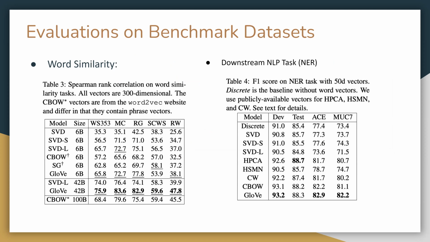Apart from such cool visualizations and word analogies, these word vectors can be used as features to machine learning models for tasks like named entity recognition. As we can see from the table, the maximum F1 score is obtained by using GloVe vectors as features on multiple benchmark datasets.